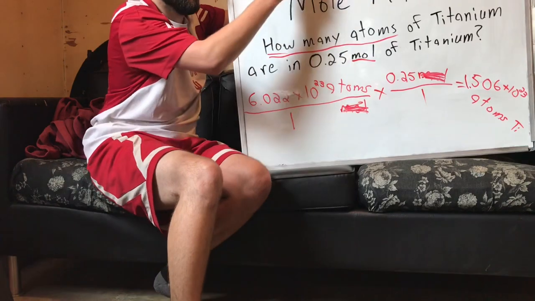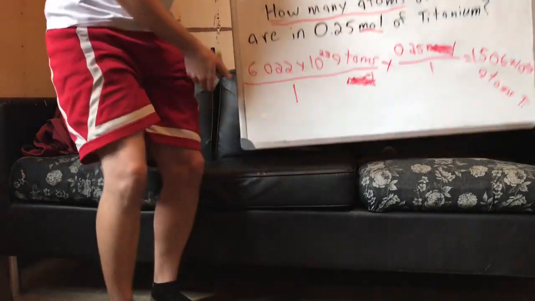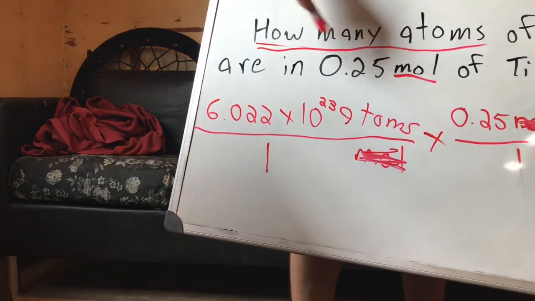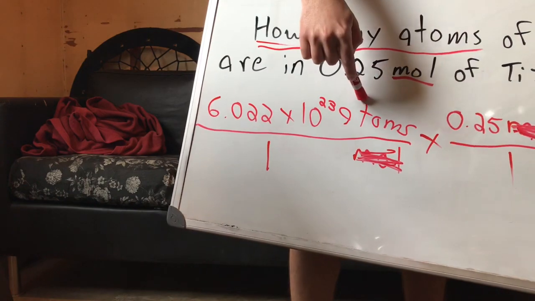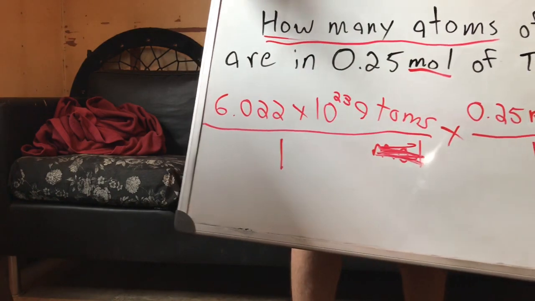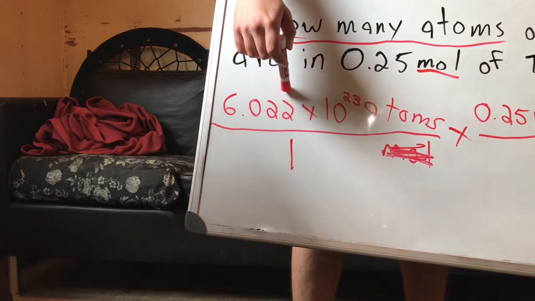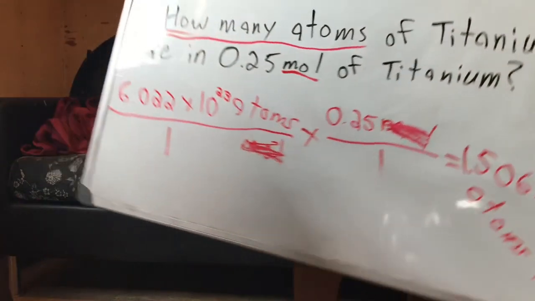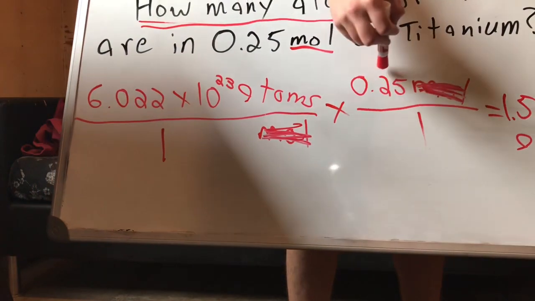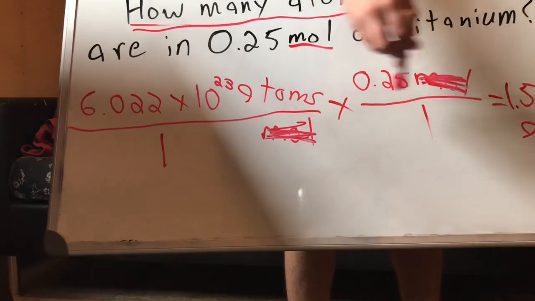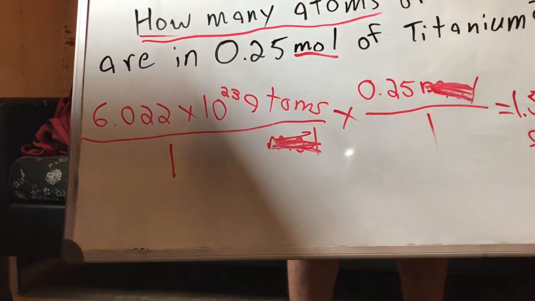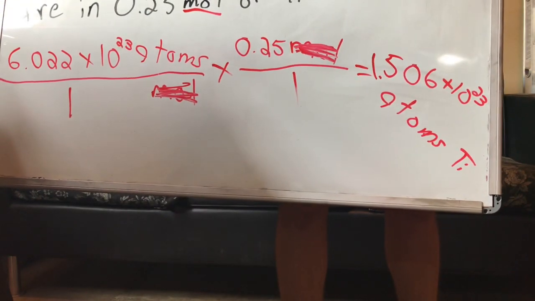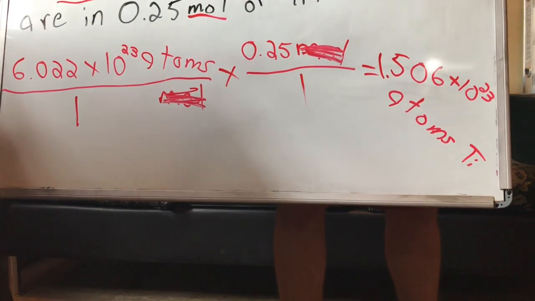So I realize that's a little bit hard to read over there. I kind of ran out of space. But here is my setup. I started with the unit that followed the question word. How many atoms? Atoms. I compared that to moles, and I said that there are 6.022 times 10 to the 23rd atoms in 1 mole. But I'm not looking for 1 mole, I'm looking for 0.25 moles. So I set that up as my second fraction. I multiplied across, and I managed to get this answer. 1.506 times 10 to the 23rd atoms of titanium.